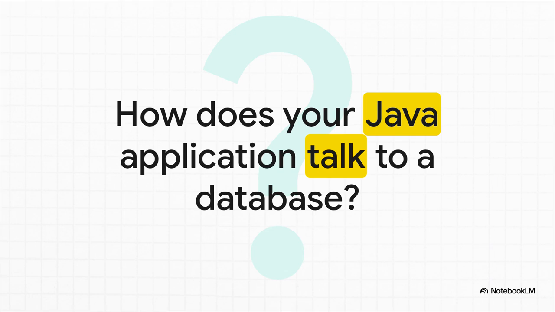So let me ask you this. You've just built this awesome application in Java, right? But all your important data, all the good stuff, is sitting over in a database. They're basically in two different worlds. So how do you get them to actually talk to each other? How does your app query that data or update it or manage it?